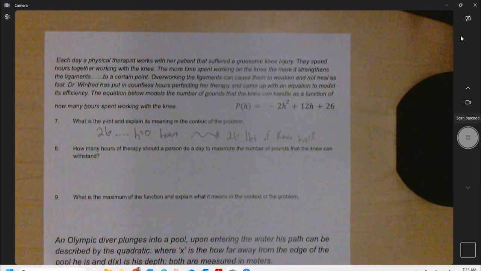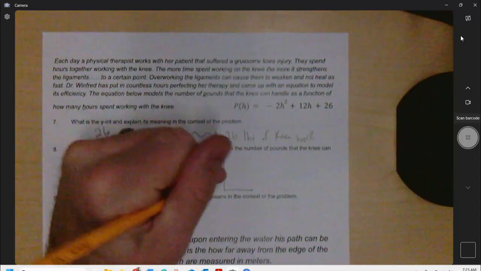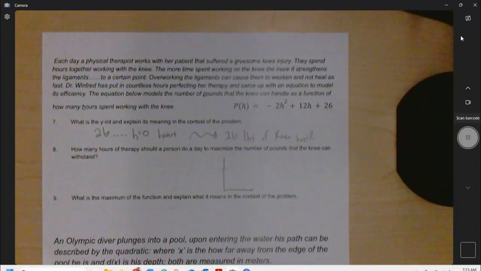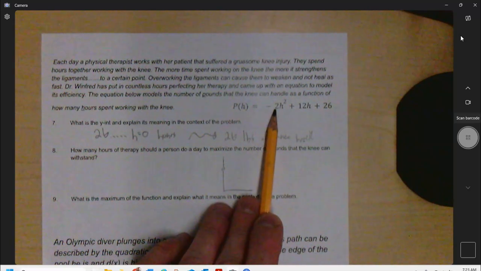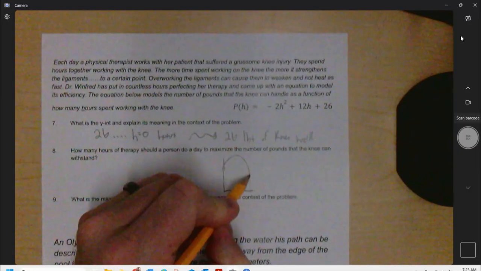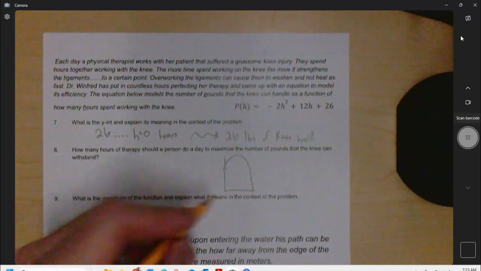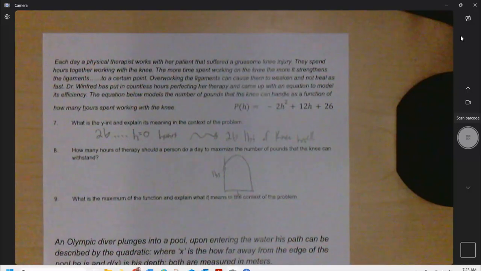Next one says, how many hours of therapy should a person do a day to maximize the number of pounds that the knee can actually withstand? In my opinion, I want to draw a picture here. So I'm going to draw a little picture. We just found that the y-intercept is 26. I'm going to put 26. This opens down. It opens down because I can tell from the A value being negative. So then I'm going to draw a little U shape that opens down. There it is. Okay, so now I have pounds on this side, I have hours on this side, and this picture should help me figure out what I'm talking about.